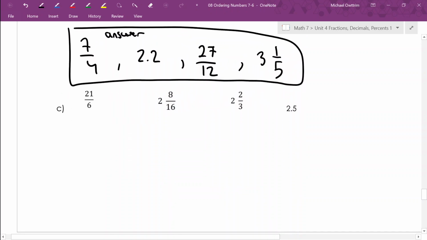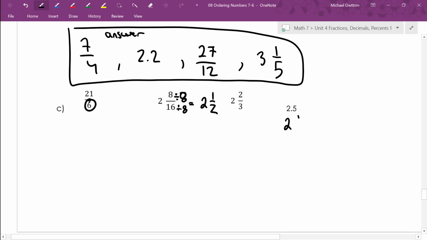Next one, this one's a little bit tricky. If I look, 6 on the bottom is not easy to write as a decimal because it does not multiply into 10, 100, or 1,000. I could long divide this one to convert it into a decimal, but it may be easier for me to compare these in fraction form. So if I just think quickly, I'm going to first simplify this fraction here. I'm going to divide top and bottom by 8 to get 2 1/2.